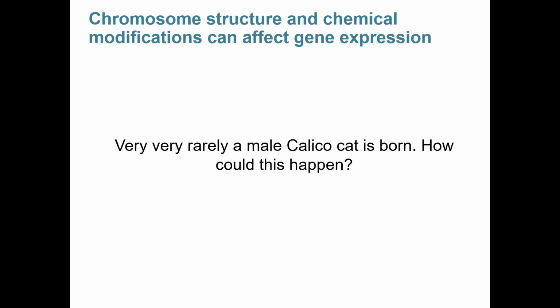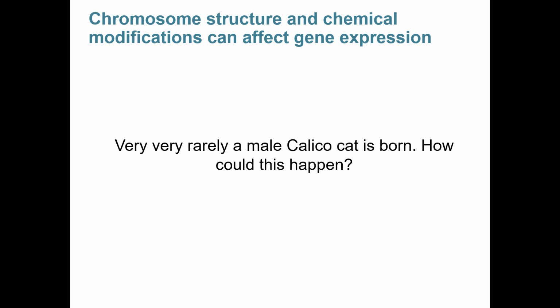What about a Klinefelter male? They've got two X's, right? So they should be able to do this as well. This means that calico males are almost always sterile, so it's not a good idea to buy one from a breeder. Alright, so what about this idea of epigenetics?